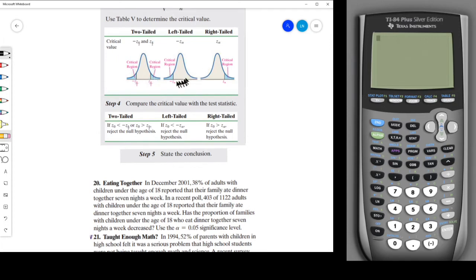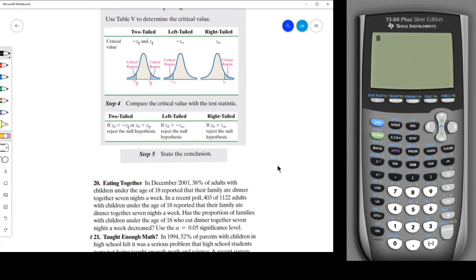For a left tail test, it would fall into the left tail, and for a right tail test, it would fall into the right tail. And if that is true, then we get to reject the null hypothesis. If our test statistic falls outside of the critical regions, the tails, that is in between here or this side or this side, then we don't have a result that's statistically significant, and we can't reject the null hypothesis. And then the last step is to state the conclusion.